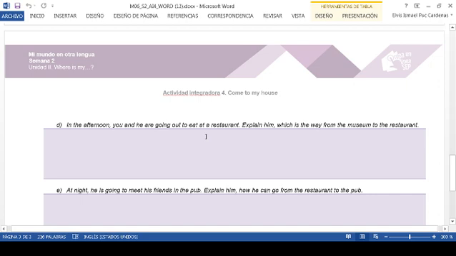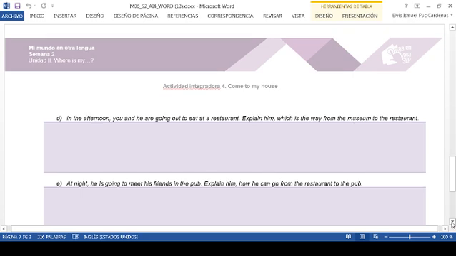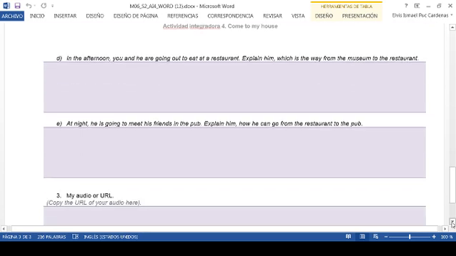In the afternoon you are going out, you are eating out at a restaurant. Explain him which is the way from the museum to the restaurant. Después hay que explicar del museo al restaurante. At night he is going to meet his friends in the pub. Explain him how he can go from the restaurant to the pub.